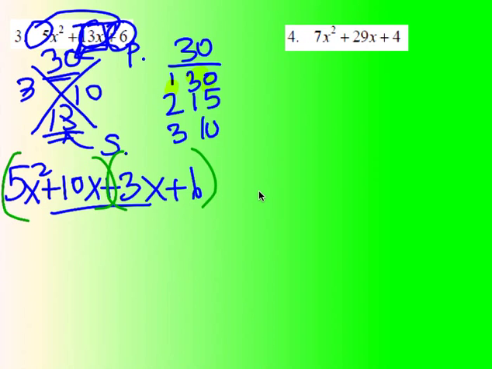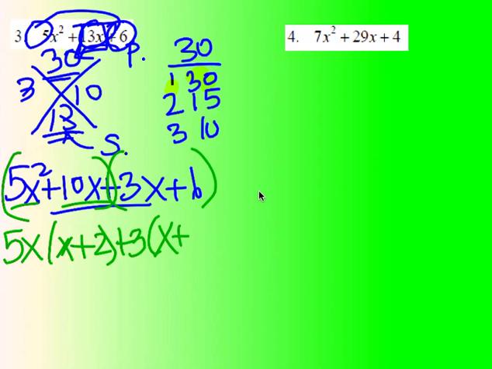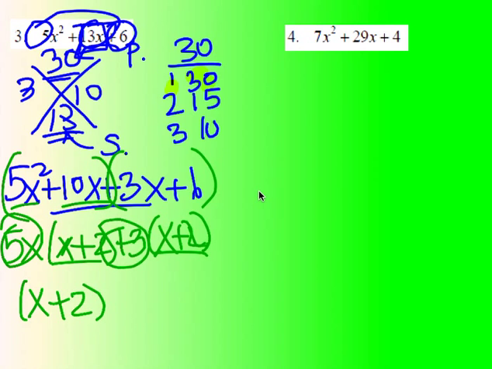I'm going to make my two groups. Between 5x squared and 10x, I can take out a 5 and an x. So I'm dividing each of these terms by 5x, and then I'm left with x plus 2. Between 3x and 6, I can take out a 3, and then I'm left with x plus 2. Now I see that my leftovers are matching, so I can go ahead and write them as a factor. And then outside of each of my factors, I have 5x plus 3, so that's going to be my other factor.